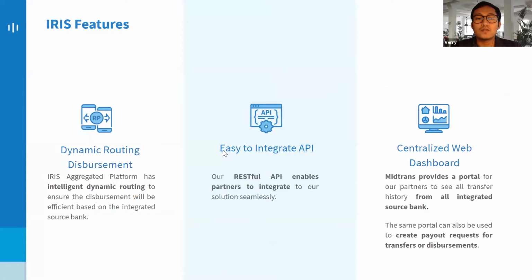And then what are the features that we have? The way Iris works is that Iris integrates with 6 major banks in Indonesia. Using our algorithm, we create dynamic routing disbursement to allow for cheaper and also faster disbursement for our merchants. And to use Iris, there are two methodologies. One is to integrate via API, and the second is using the web dashboard. It's actually not a choice between the two, so you can use both at the same time as well, right?